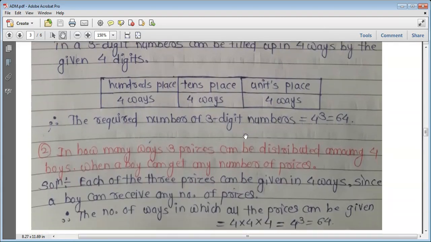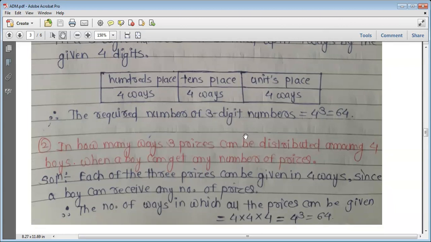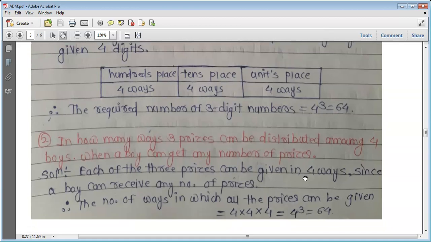Now the second one is: in how many ways can three prizes be distributed among four boys when a single boy can get any number of prizes? Each of the three prizes can be given in four ways, since a boy can receive any number of prizes. Therefore the first prize has four possibilities, it can be given to any among these four boys. Similarly the second and third prizes also have four possibilities. Therefore the number of ways in which all the prizes can be given is 4 into 4 into 4, which is 4 cube, which is again 64.